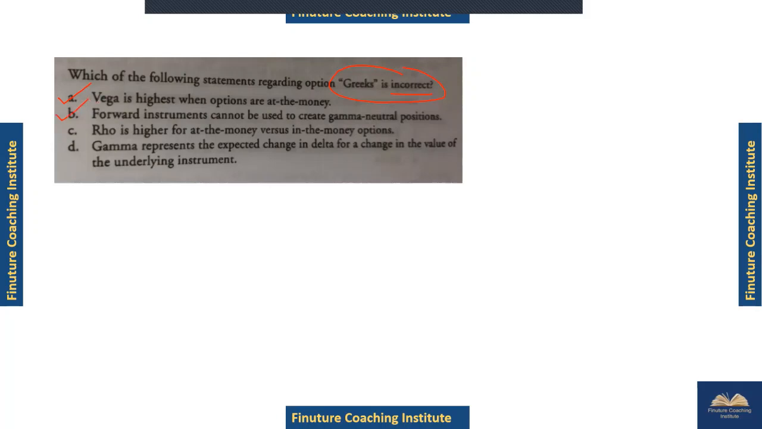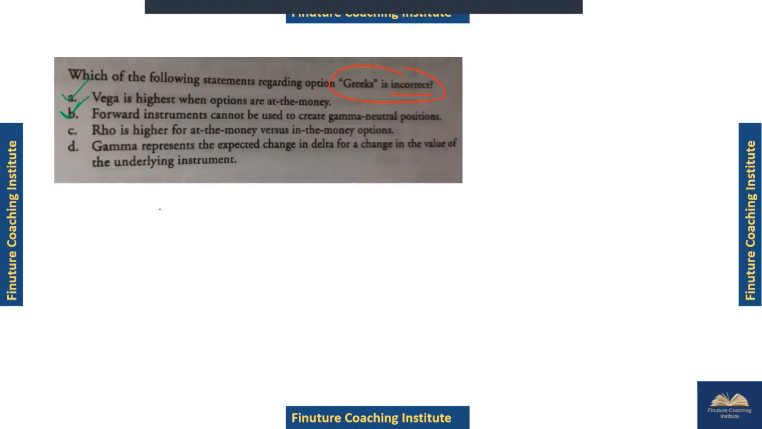Let me just go through and identify. A is correct, B is correct. So these are correct statements. And rho is higher for at the money versus in the money options. So this is absolutely false. I will write it down because this is actually the option that we are looking for.